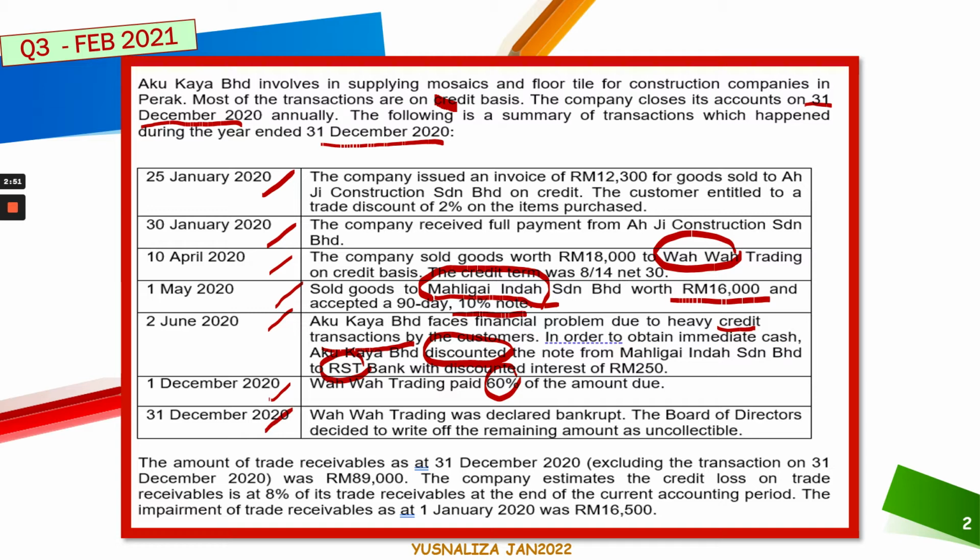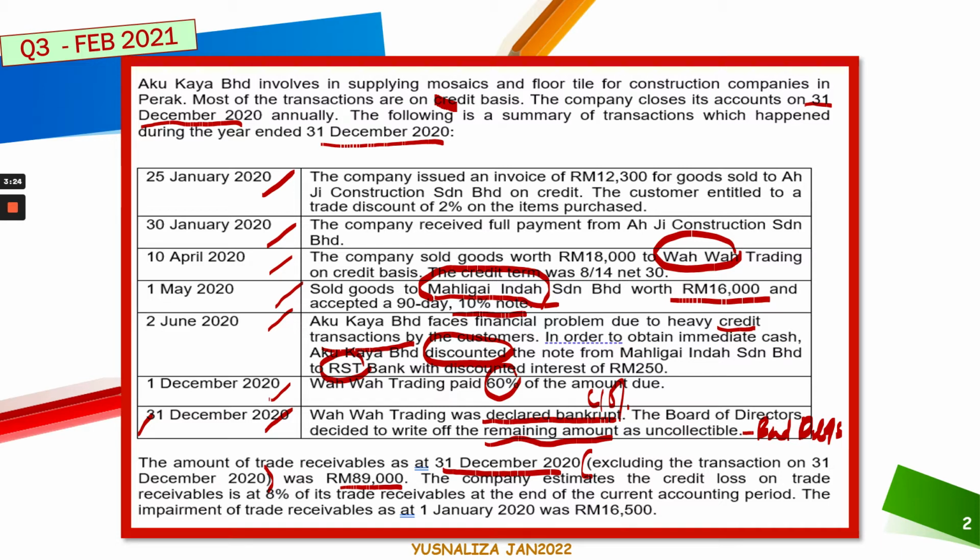And on 31st of December, Wawa Trading was declared bankrupt. So remember, 40% was still not being paid, and the board of directors decided to write off the remaining 40% as uncollectible, which means this is being written off as bad debts. So you have the amount receivable there, and that was on 31st of December to be 89,000 before including the transactions here. So that has to be incorporated later.